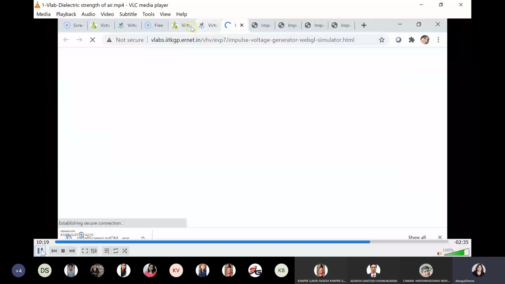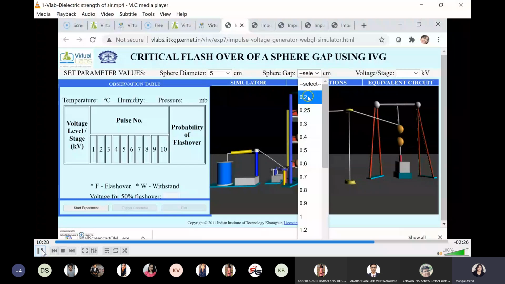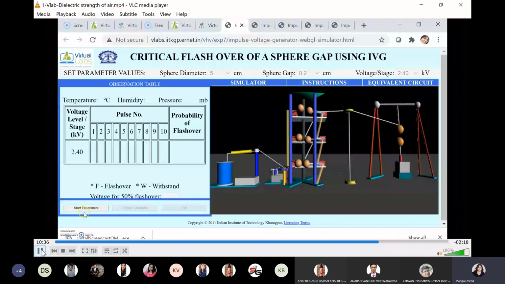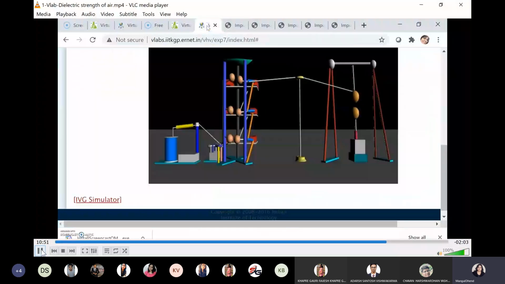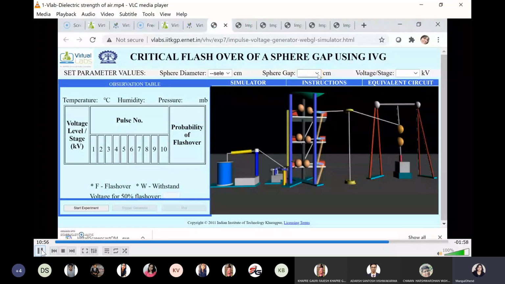And now keep the gap distance the same, but the diameter higher. Okay, so gap distance same, 0.2 only. And now select the voltage. So I will just select 2.4, because for the first voltage I know it will not break down. Okay, so breakdown has not occurred even for 2.8, but earlier our voltage was 2.8. So let us see whether we are getting less or we are getting higher.